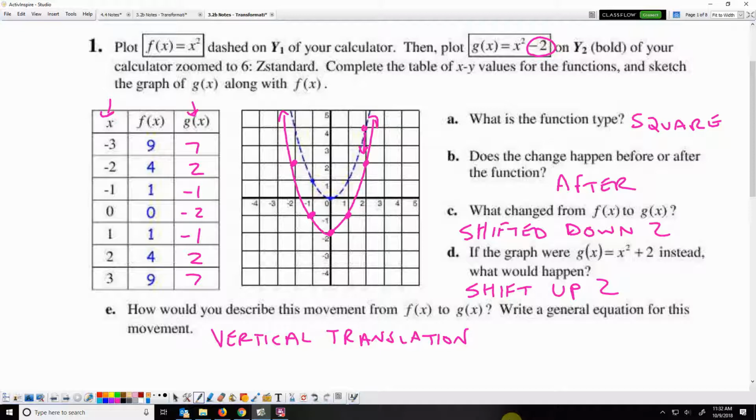And write a general equation for this particular movement. That would be g of x equals f of x, which is our original function, plus some constant. If that constant is positive, it would shift up 2, like this. If that constant is negative, it shifts down 2.